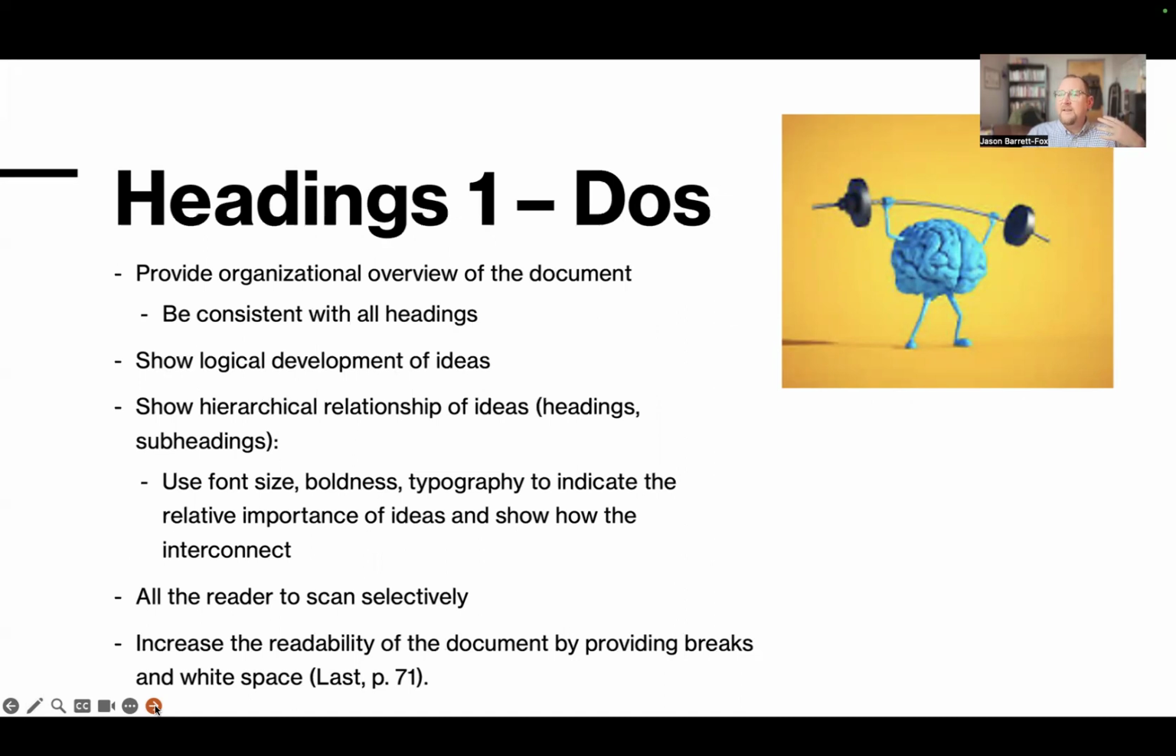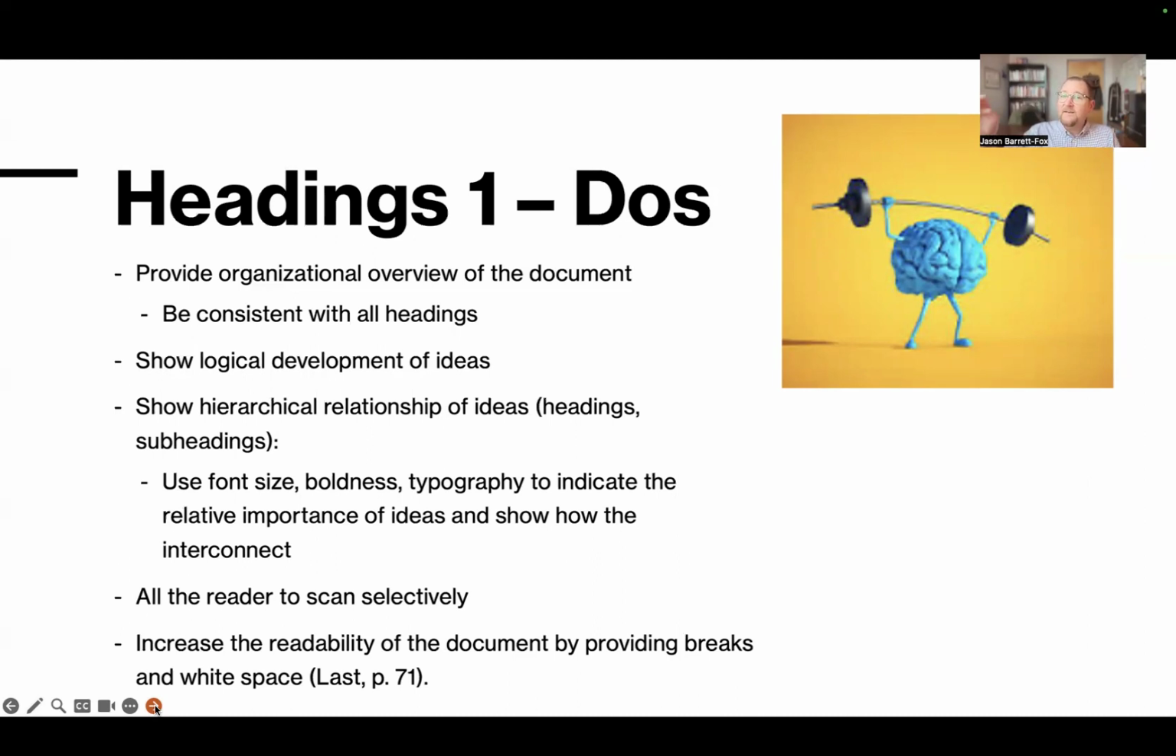So a couple things to know, some do's and don'ts about headings. And these are important, even though I will admit this is maybe a little dry. But things to do with headings and not to do with headings are absolutely critical, because your headings are like the traffic cops of your document, right? Like they are showing your audience where they need to go. They're telling them why they need to go there. So what headings can do, right, is essentially provide a kind of organizational overview of the document. And for that reason, it's critical to stay very consistent with your headings.